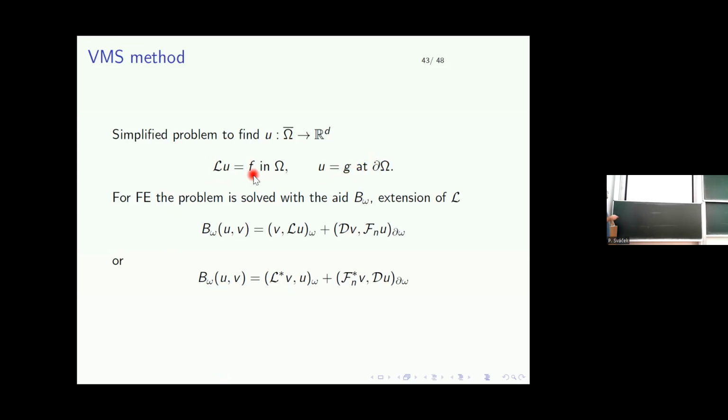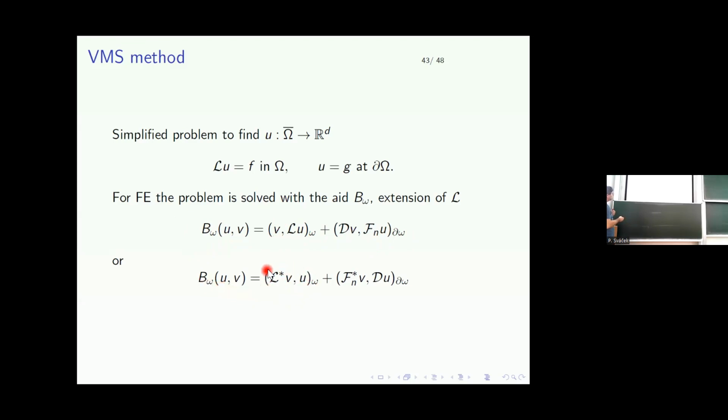For the finite element problem, we first introduce the bilinear form, because it's standard in the finite element method. For a smooth function, you multiply LU by V and use Green's theorem, which results in the bilinear form B, plus some boundary terms on the surface of small omega. For the variational multiscale method, this can be done for any subdomain, and we will later switch to finite elements for it.